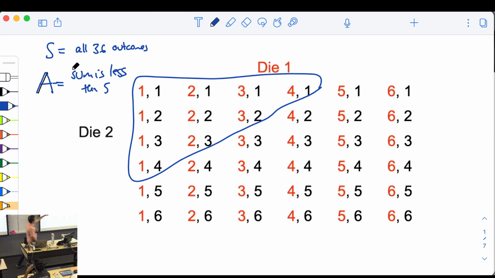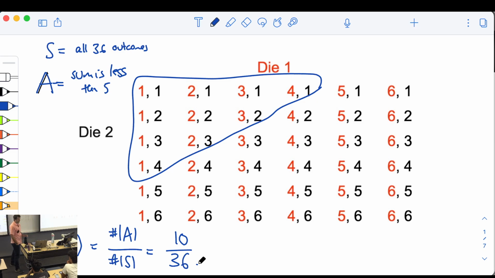And it's that little picture. Does it have 10 things in it? Because then the answer would be 10 out of 36. Yes, it does. 4 plus 3 plus 2 plus 1. 10 things. So the probability of A is the number of things in A divided by the total number of things, which is 10 divided by 36. Everybody got that one right. Okay, or most people.